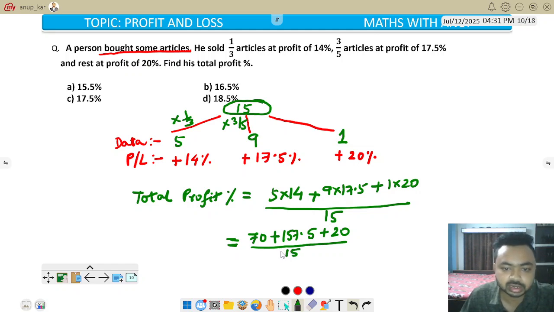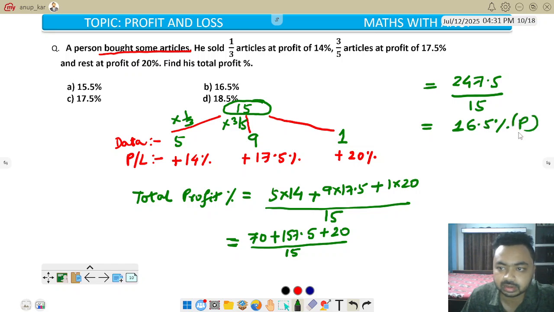So if we further calculate, 70 plus 20 is 90, and 90 plus 157.5 is 247.5, divided by 15. So you will be getting roughly around 16.5% profit. So this will be my answer. I hope it is clear. So let's proceed to the next question.